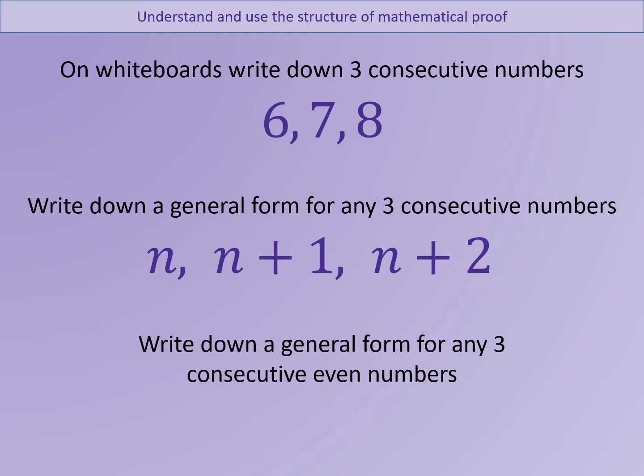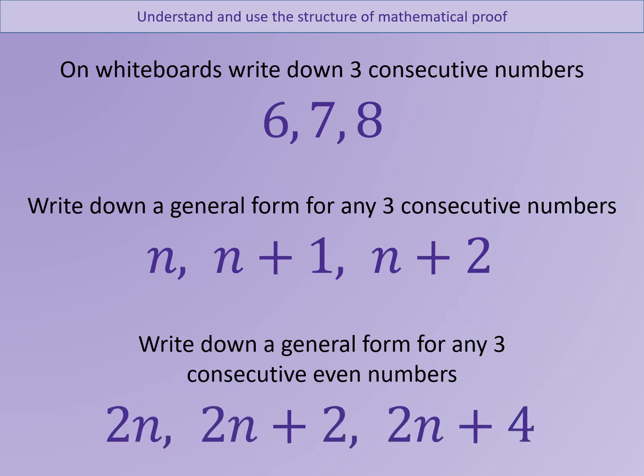So my most straightforward even number is 2n, and then to get the next even number after that, I would have to add 2 on, and then for the third consecutive number, I would have to add 4 on to my 2n. So they're my 3 consecutive even numbers.